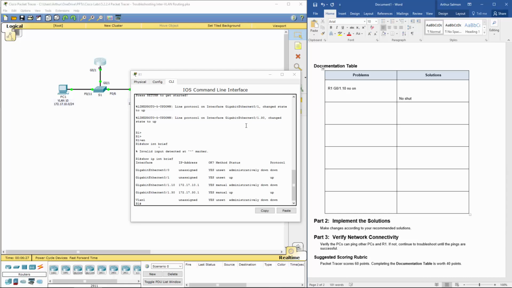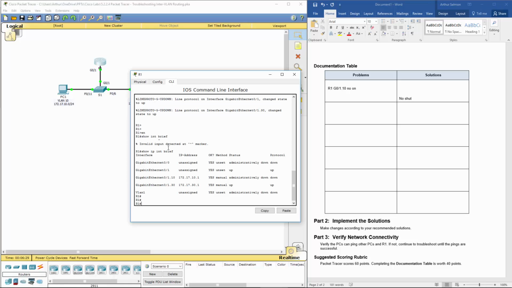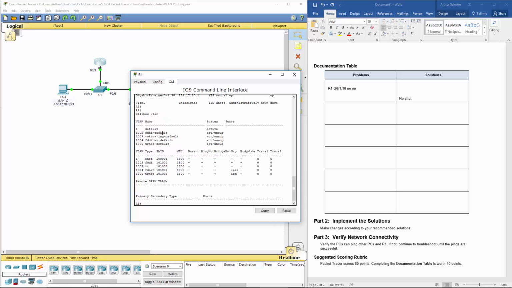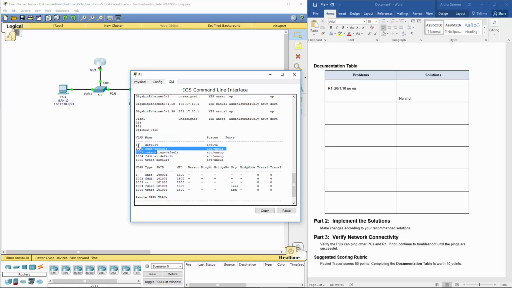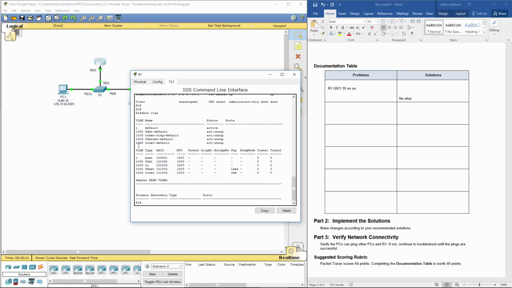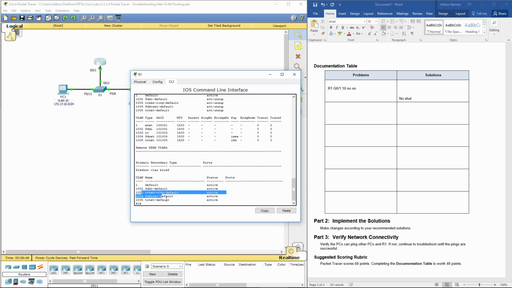All right, so I believe one last thing, I'm going to do show VLAN brief. I don't see any of the VLANs. I don't see VLAN 10. I don't see VLAN 30. So R1, missing VLANs. Solution, program the correct VLANs into R1.